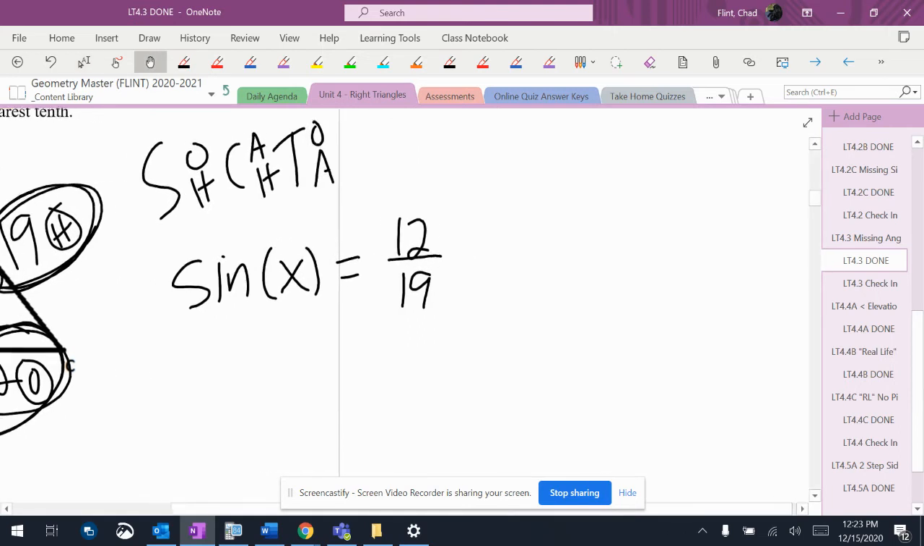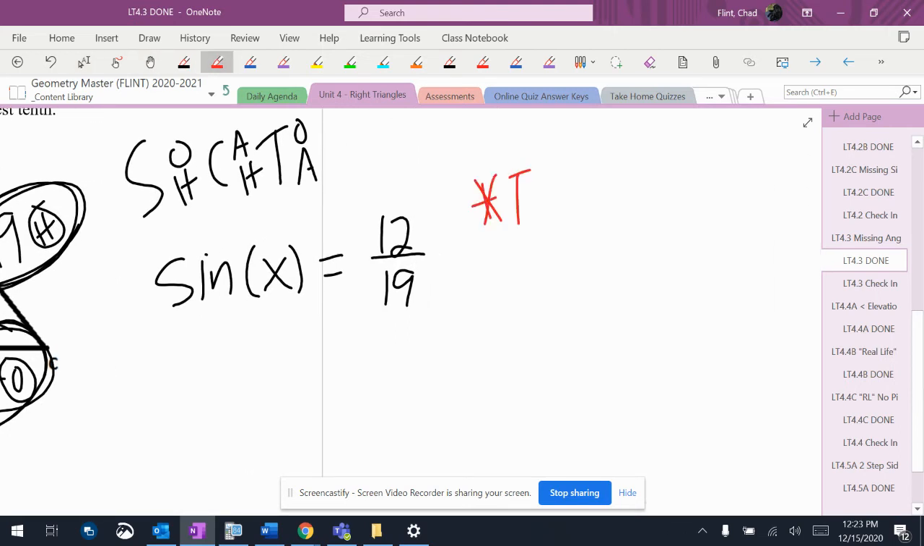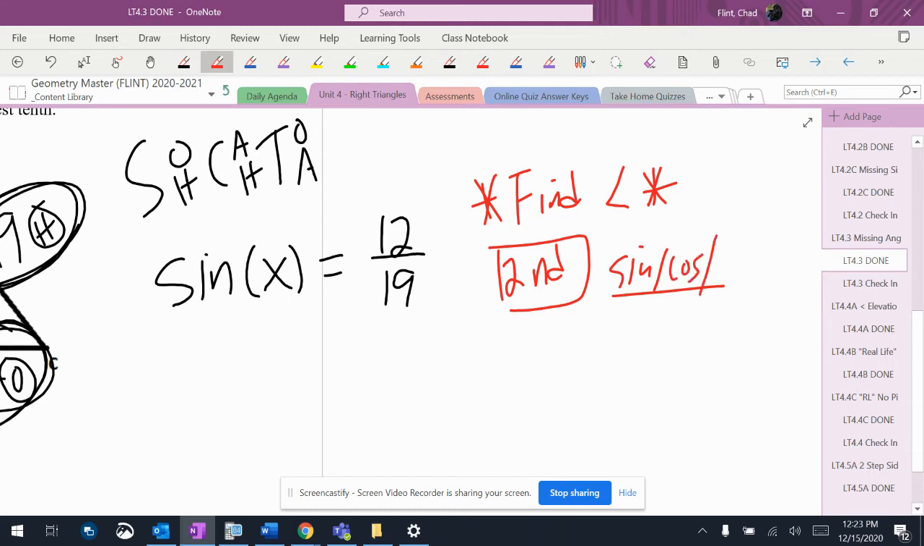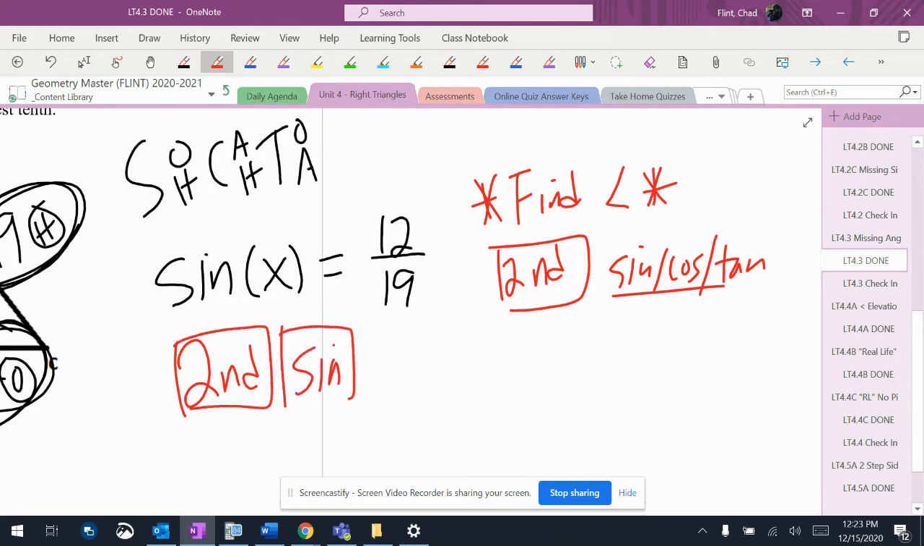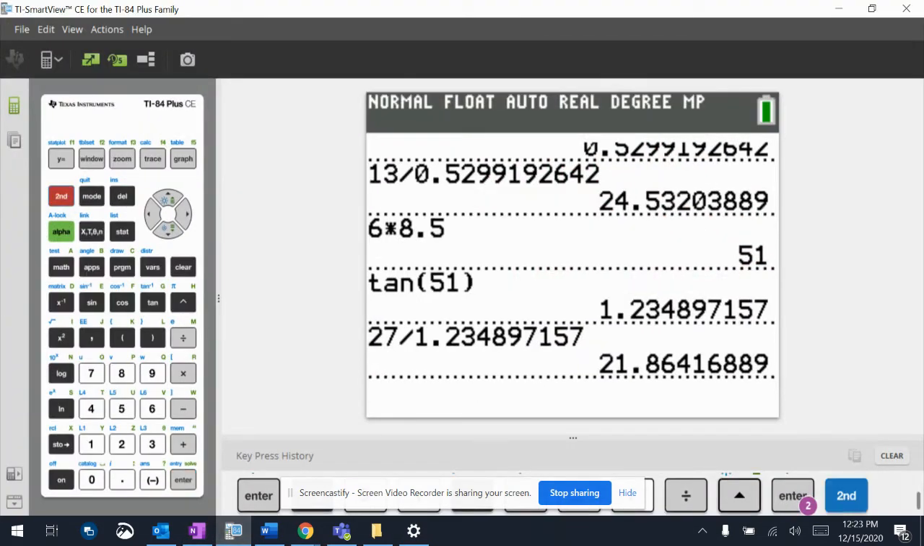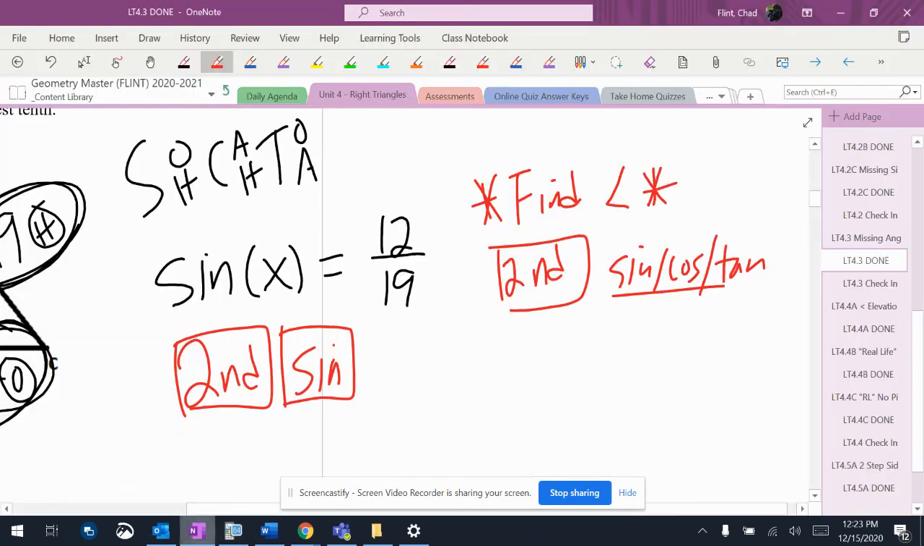Whenever you're finding an angle, every time, so find angle, all right, use second, and then sine, cosine, or tangent, whichever one we're supposed to use. Okay, so I'm going to hit second sine on my calculator. What it'll do is bring up that little sine with a -1. Now it doesn't mean sine to the -1 power, it means sine inverse. And then all you do is put this fraction into those parentheses.